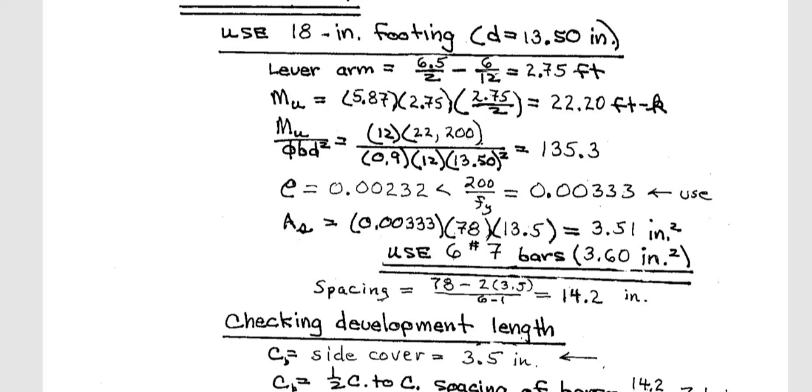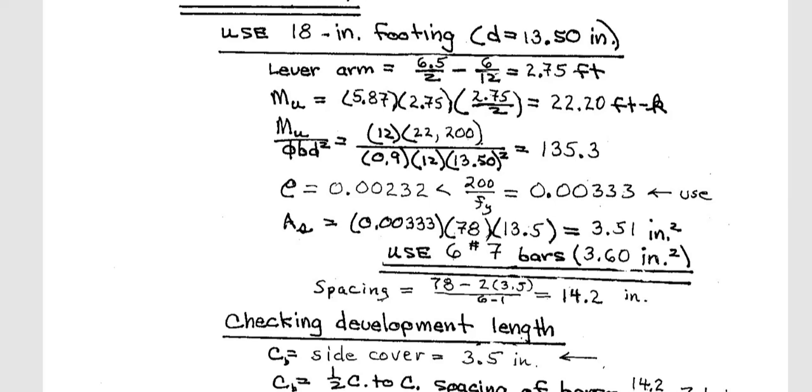Make sure this should be in pound inch. So it was 22.2. They multiply by 1000 here, and then they multiply by 12. So it is now pound inch divided by 0.9. B is 12. Why B is 12? Because they assume a 1 feet strip, and then d square. Sometimes people forget the square here. It's b d square. They got 135.